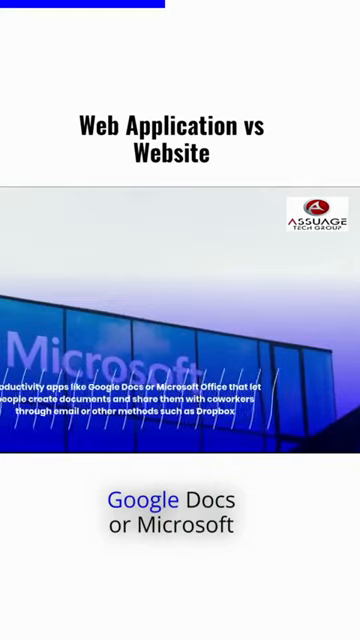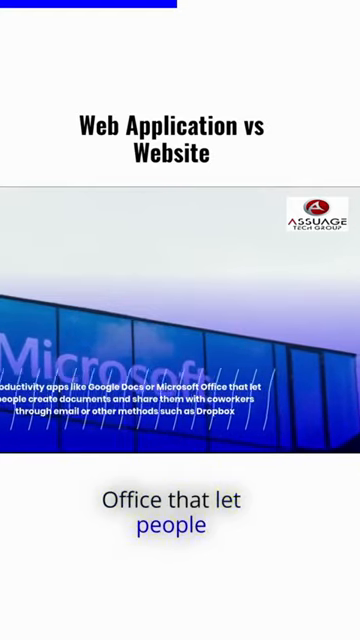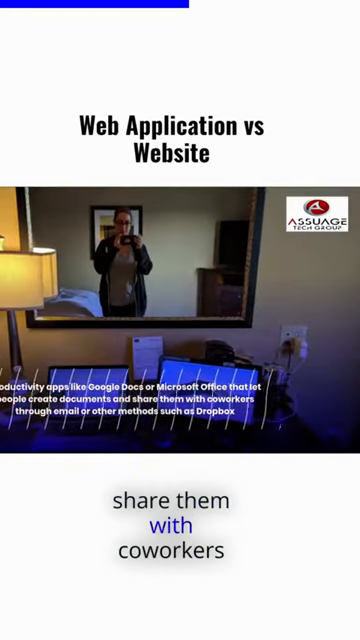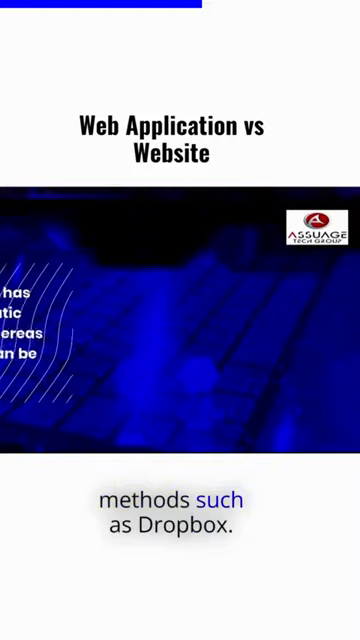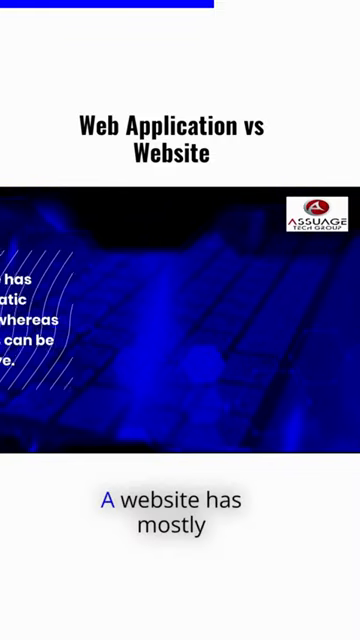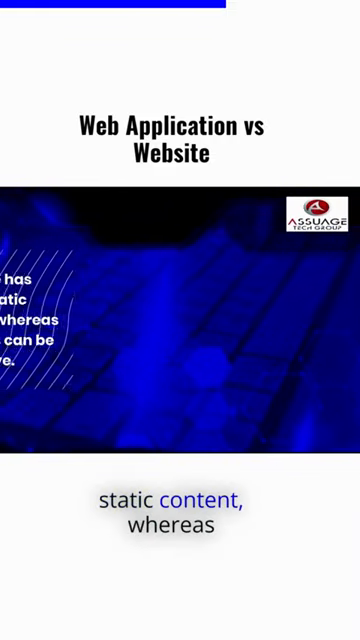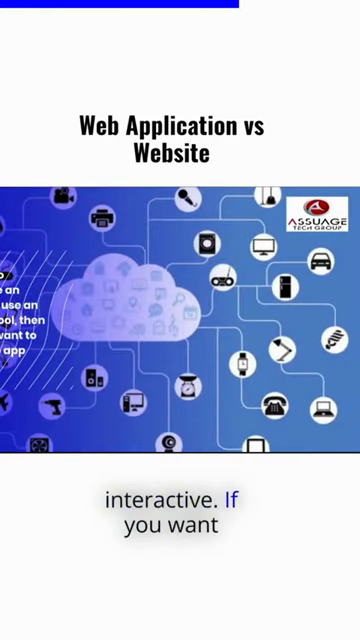Productivity apps like Google Docs or Microsoft Office let people create documents and share them with coworkers through email or other methods such as Dropbox. A website has mostly static content, whereas web apps can be interactive.